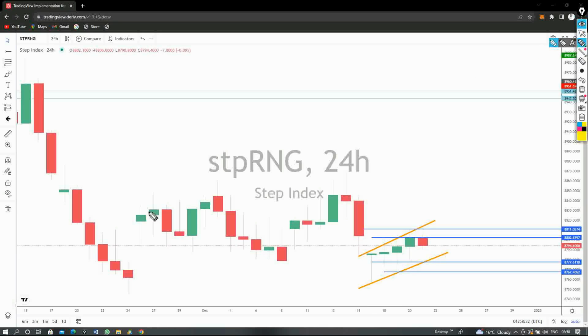Remember, the market needs to cover all the gaps. This is the first gap that we have covered. This is the second gap. Now, if you look at the market on a 24-hour time frame, what you are going to see is a little bit different from what you see on lower time frames.